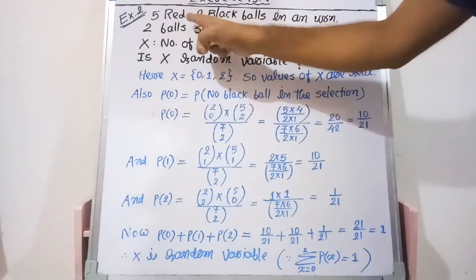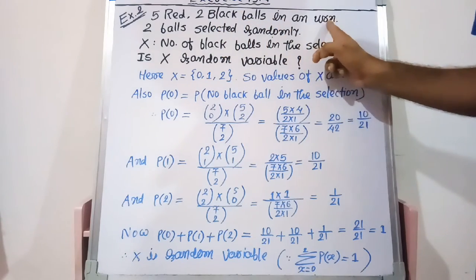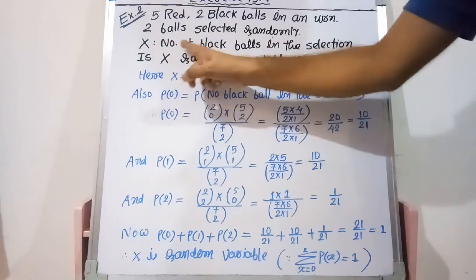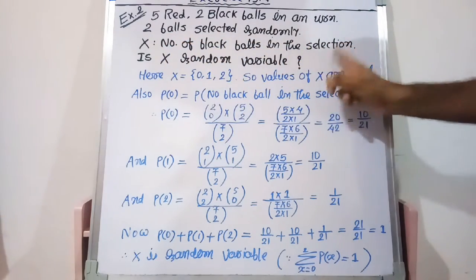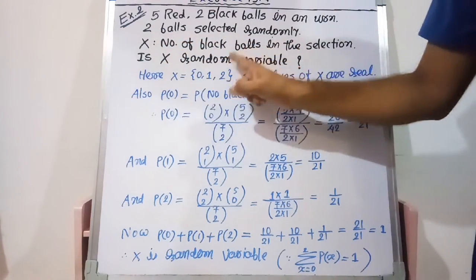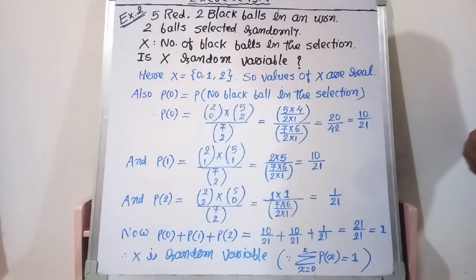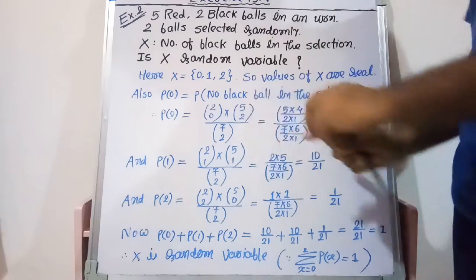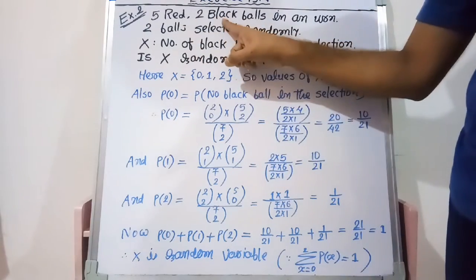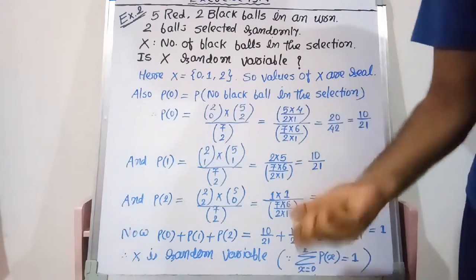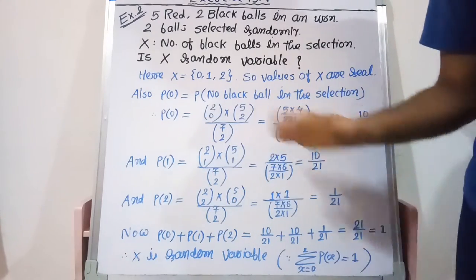There are 5 red and 2 black balls in an urn. 2 balls are selected randomly. X is the number of black balls in the selection. Is X a random variable? This is the question in your exercise 13.4. Now see what happened here. There are 5 red and 2 black balls, it means there are 7 balls, and 2 balls are selected randomly. It means we have to select any 2 balls.